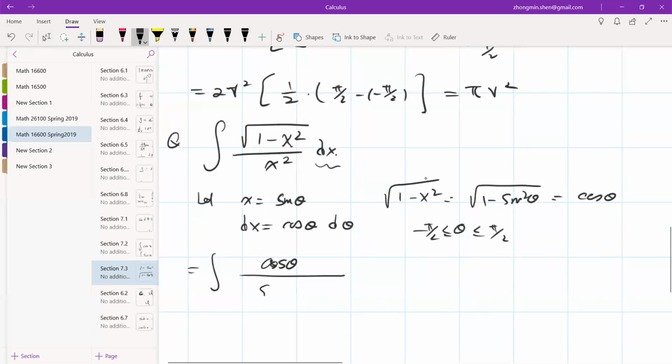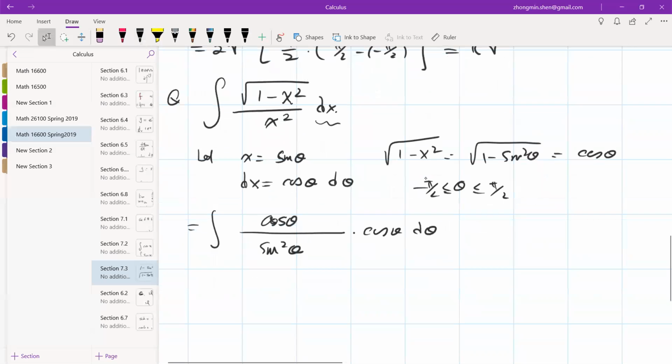And the denominator is sine squared theta. That's good. What is dx? dx is cosine theta d theta. So now what? You have cosine squared theta over sine squared theta d theta. This is a cotangent.